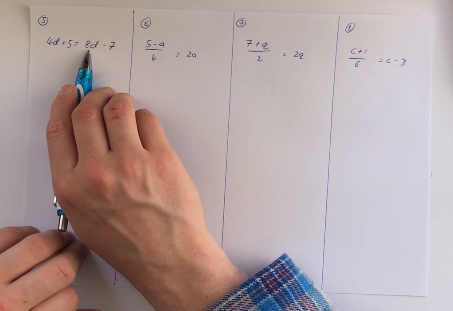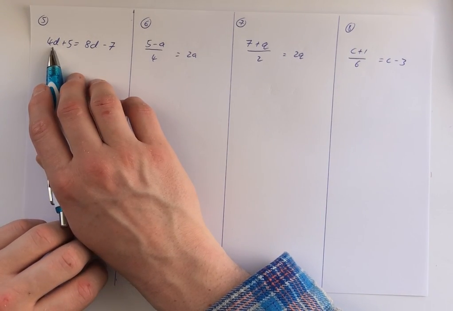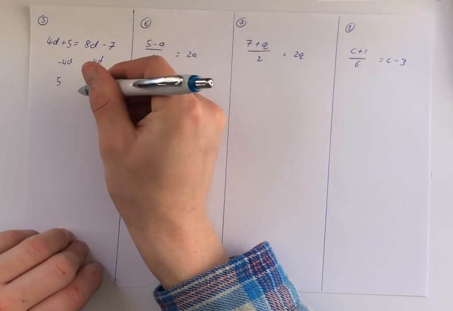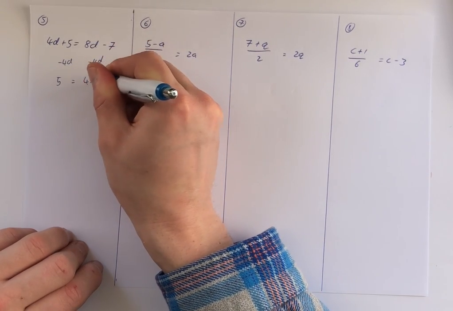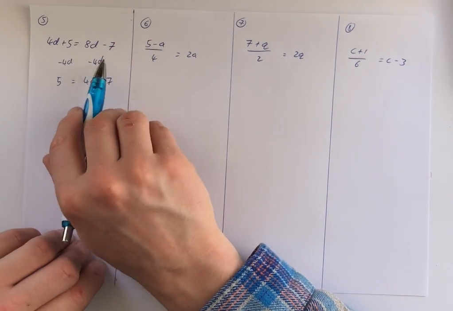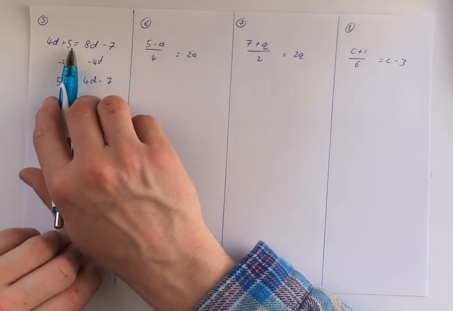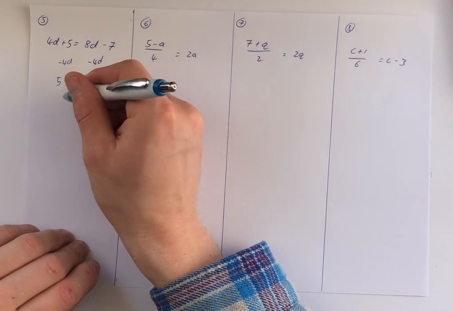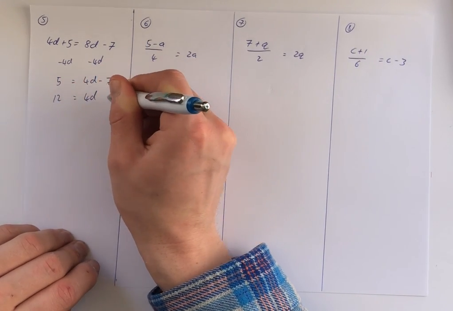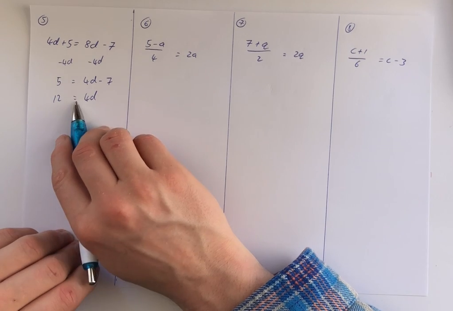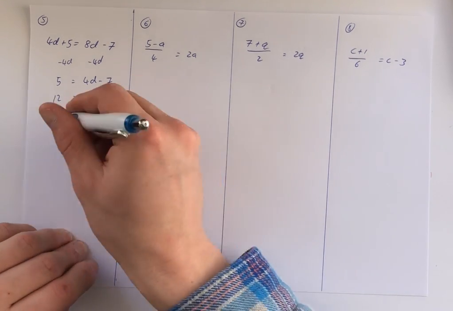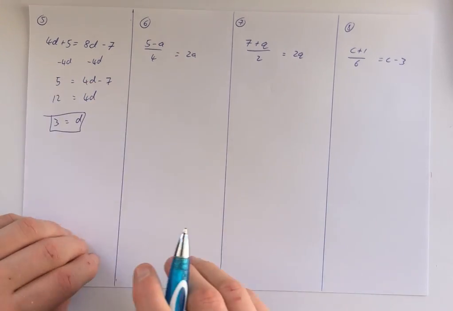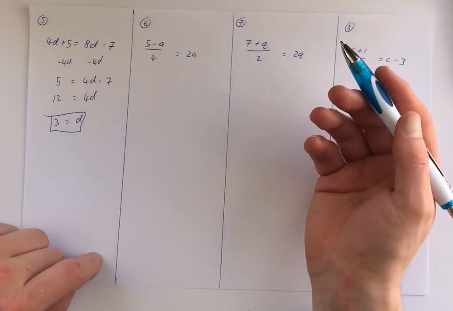Okay, I've got 8d on the right hand side and 4d on the left hand side, so I'm going to subtract 4d off both sides. That's going to leave 5 on the left, and it's going to leave 4d minus 7 on the right. As long as I do the same thing to both sides, that equality will stay the same, right? It will still be equal. So if I add 7 to both sides, that equality is still equal because I've done the same thing to both sides. And now I divide by 4 on both sides. 3 is equal to d, and that's allowed. I've done the same thing to both sides.